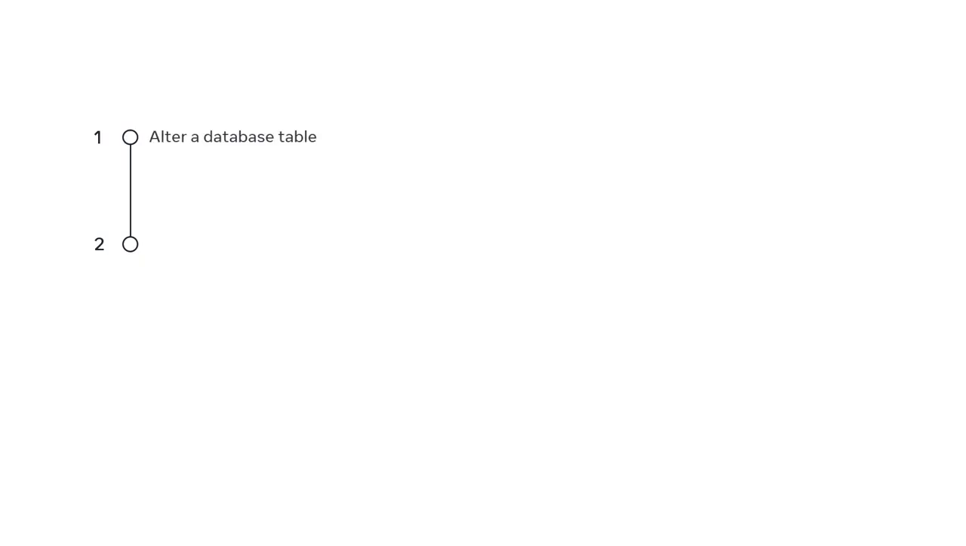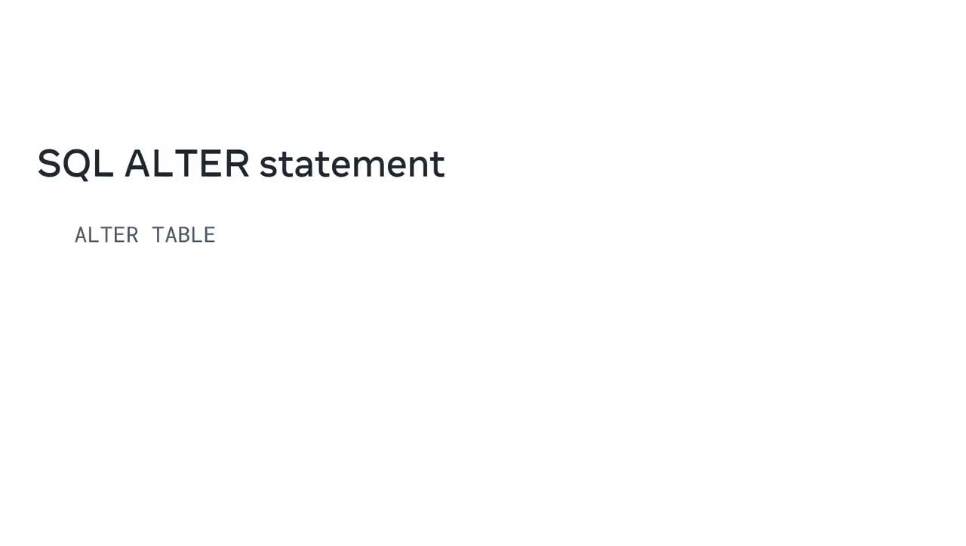In this video, you'll learn how to alter a database table by adding and removing columns, and modify the attributes of a database table. Let's start by exploring the SQL alter statement syntax. The first part of an alter statement is the alter and table keywords. These keywords inform the database that there is a table whose contents must be altered. This is followed by the name of the table to be altered.